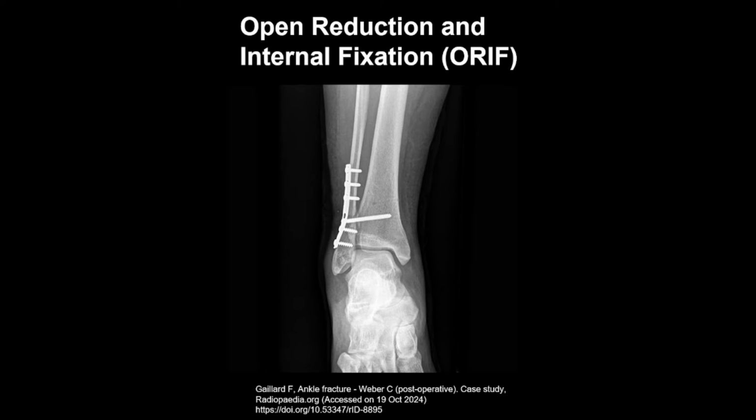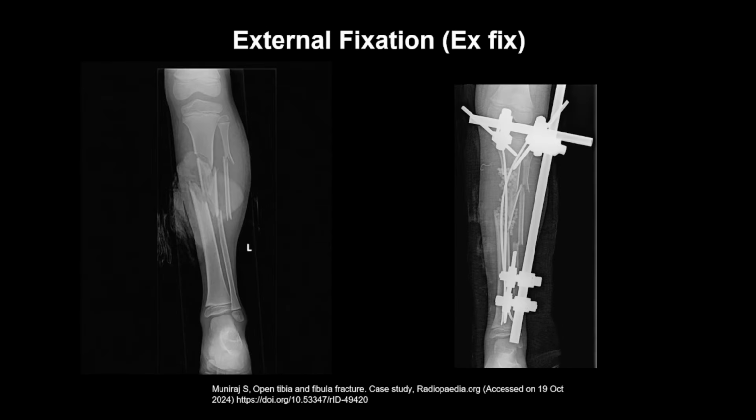Here's an example of an ORIF. This is a plate along the fibula. This is for an ankle fracture. Here is an image of external fixation. This is essentially a shattered tibia and fibula, so displaced bones with massive soft tissue swelling.